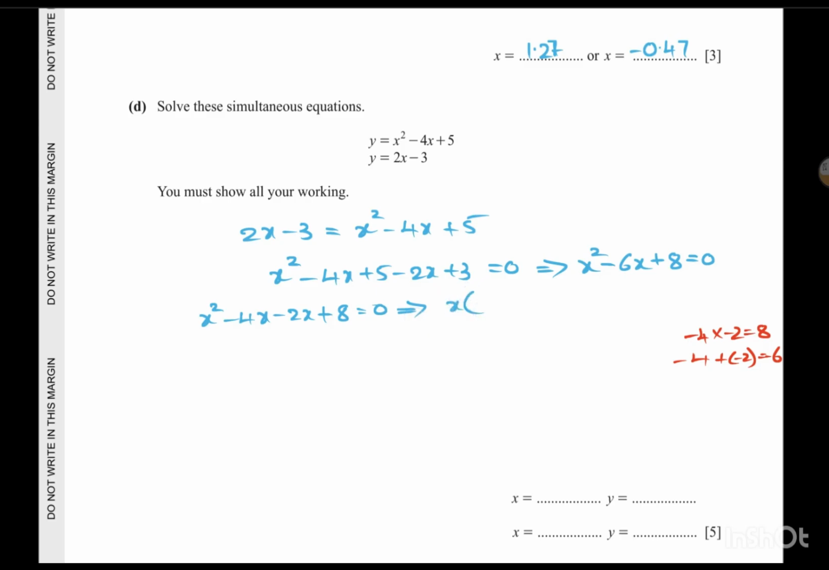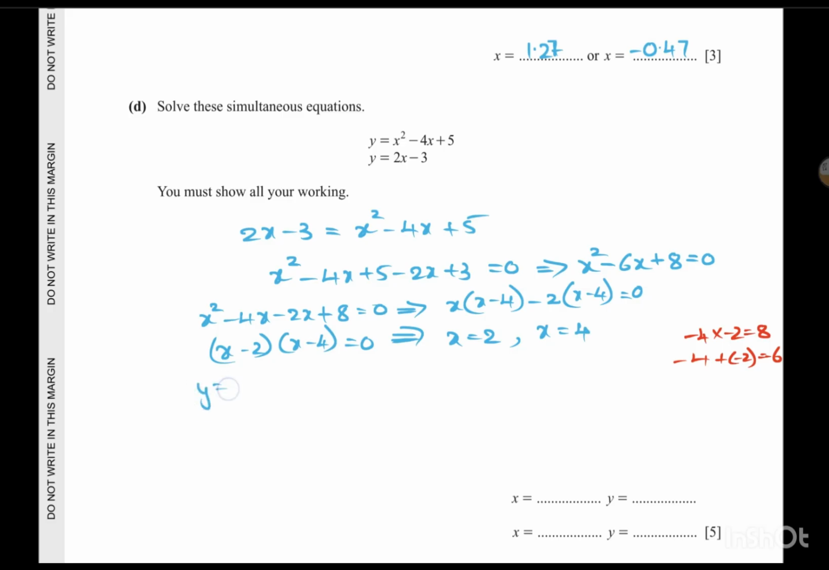So x common in first two terms, we get x minus 4 in brackets, minus 2 common and x minus 4 again in brackets. So we get (x minus 2)(x minus 4) equal to 0. Using this we get x is equal to 2, x is equal to 4. Now taking these values, find the value of y.